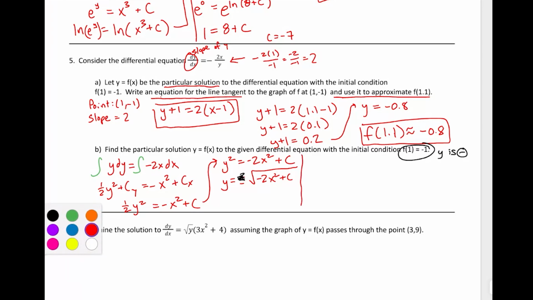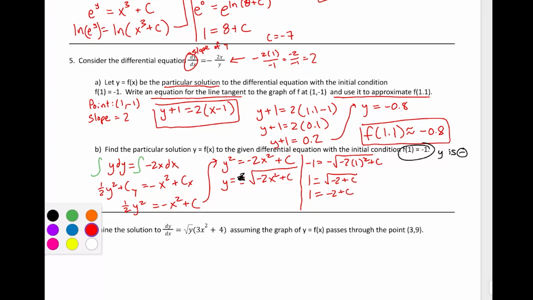So let's find the c. Okay, we know the point 1 comma -1 is on that curve. So -1 can equal negative square root of -2 times 1 squared plus c. We could drop both negative signs on either side because we can multiply both sides by -1. So 1 is equal to the square root of 1 squared is 1 times -2 would be -2 plus c. Squaring both sides is not going to do anything to that left side because 1 squared is 1, but it'll get rid of the square root on the right-hand side.